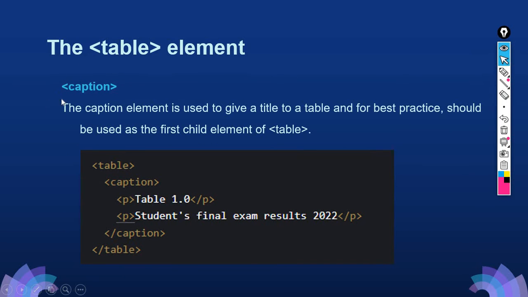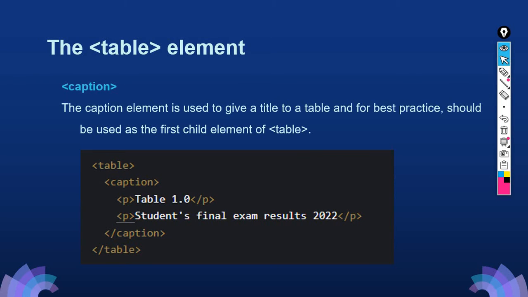So the caption element is used to give a title to a table, and for best practice should be used as the first child of table. So it can be used to provide more context of the table if the table's content is ambiguous. As a summary of the table content, a caption can also be helpful for people who have difficulty understanding the content or who use assistive technology.